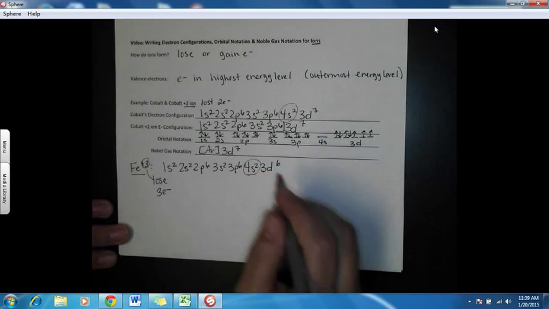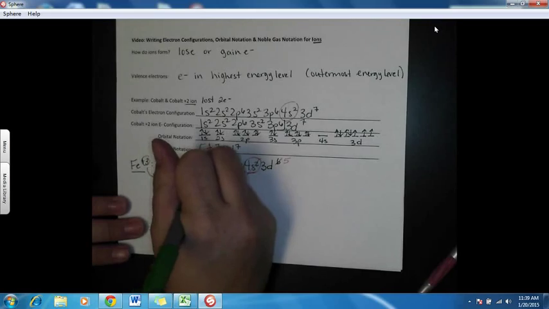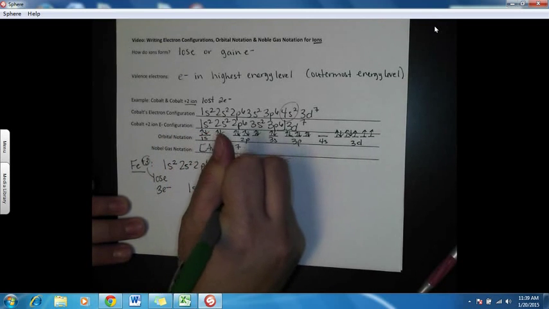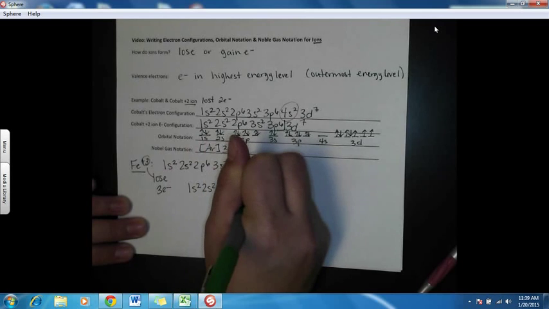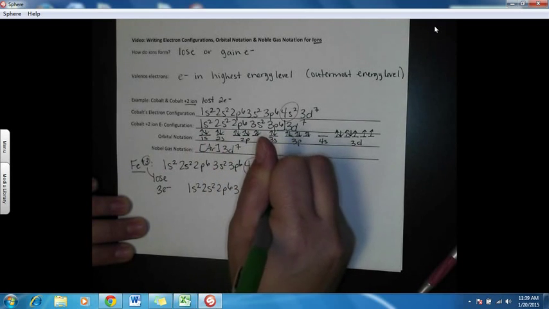So we're going to lose those 2, but that's only 2. We need 3. And so the third one will come out of the D. So that will be 5. And so the resulting electron configuration will be 1s2, 2s2, 2p6, 3s2, 3p6, no 4s, and then 3d5.